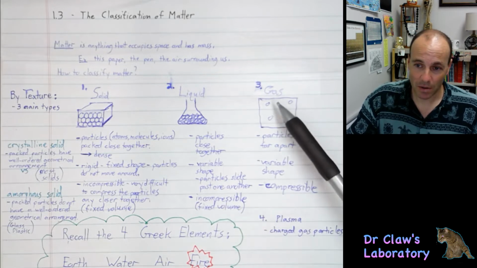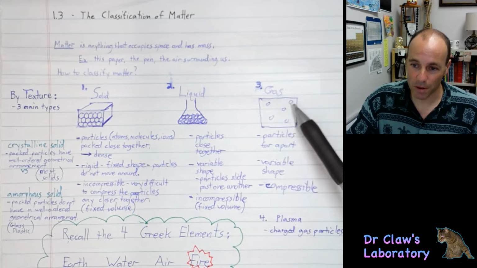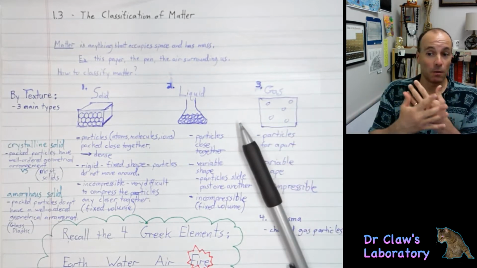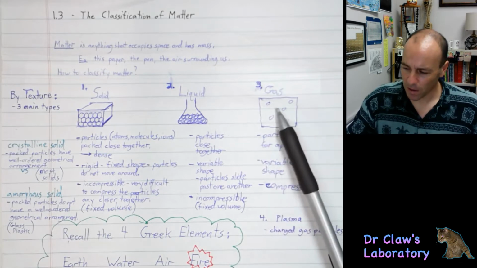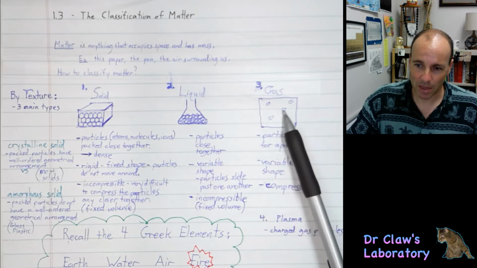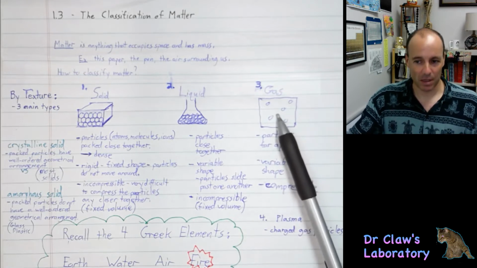Gases, on the other hand, the particles are very far apart. They're flying around independently of one another, so gases also flow. And since there's not a lot of matter in a given space, they're pretty light. They're not very dense.